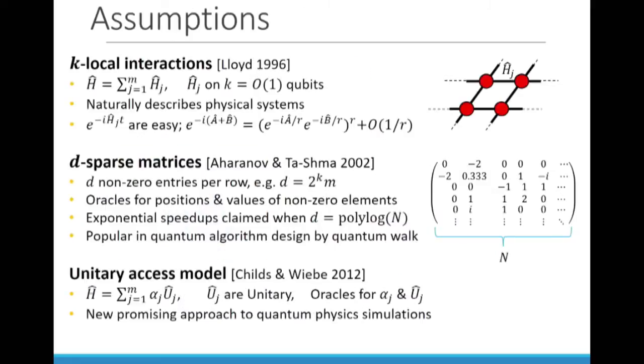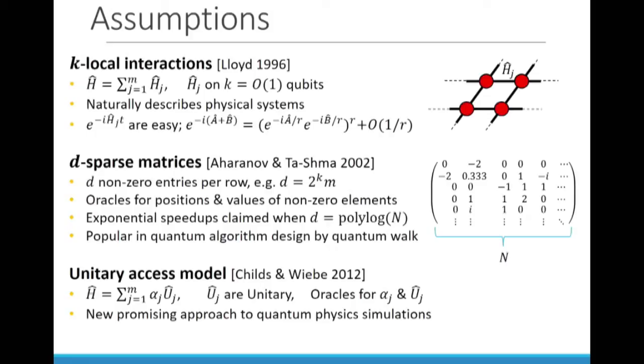So there are a few major input models. The first workable algorithm for Hamiltonian simulation was by Seth Lloyd. There he considered Hamiltonians that can be decomposed into a sum of local interactions, where each local interaction is easy to simulate and only acts on a constant number of qubits. This very naturally describes many physical systems and provides an intuitive way to see how Hamiltonian simulation can be done.